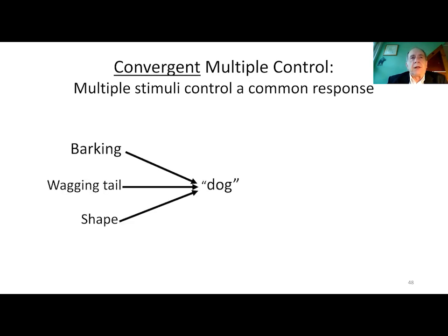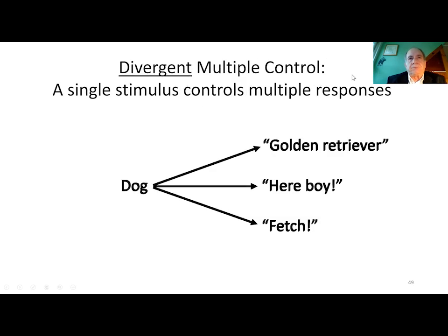So if we hear the barking of a dog, we might say dog. If we look around a corner and we see a tail wagging, we might say, oh, that's a dog. If we see a dog from a distance, the shape of a dog, we would say dog. If all three occur together, the stimulus control is additive, and the response dog is even stronger than it would be with any one of these. Any one of these might occasion the word dog, saying dog, but together they add their strength together. So the response becomes stronger.